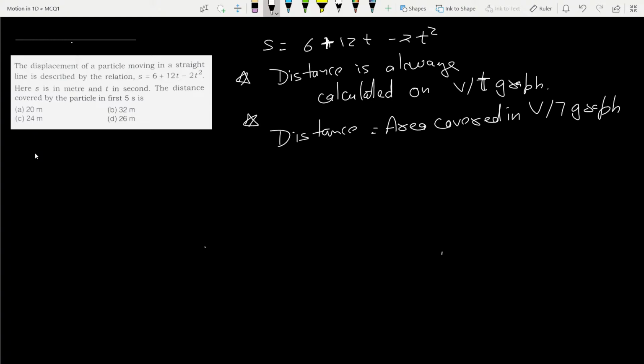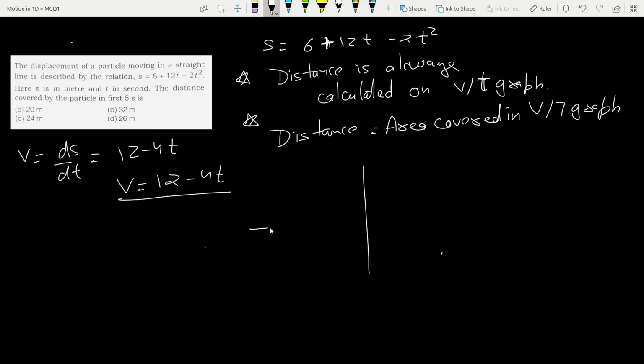So for finding relation between V and T, we just differentiate our given expression. V is equal to ds by dt and we get 12 minus 4t. Okay, so V is equal to 12 minus 4t. This is the equation of straight line. Now we have to plot it on the graph very roughly.